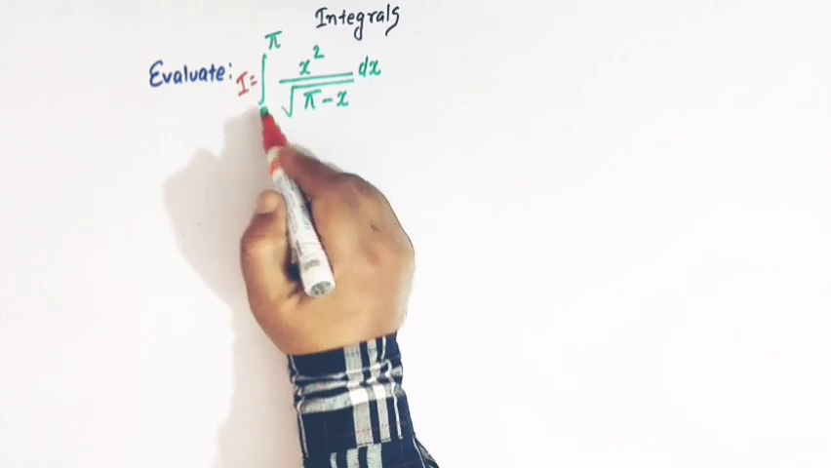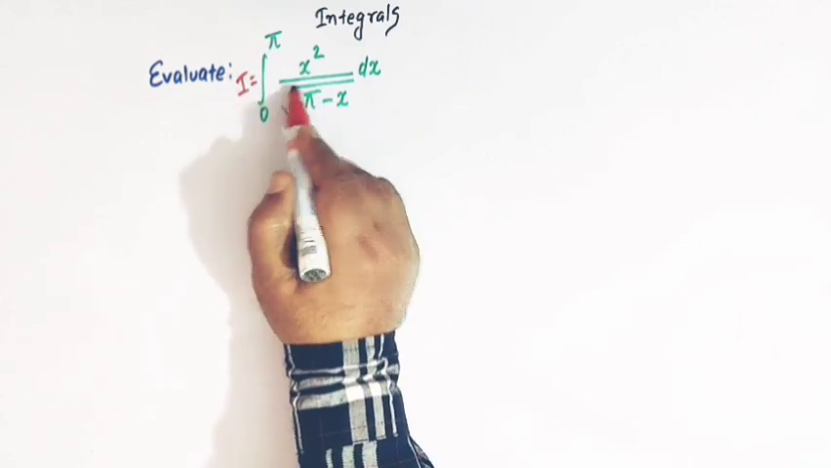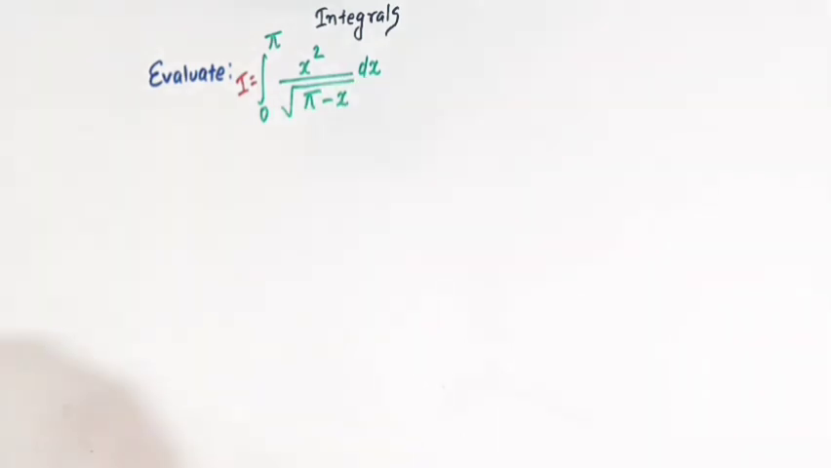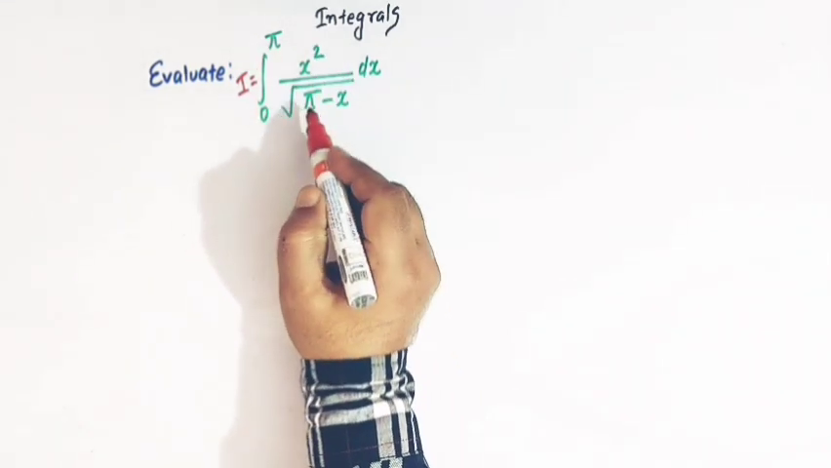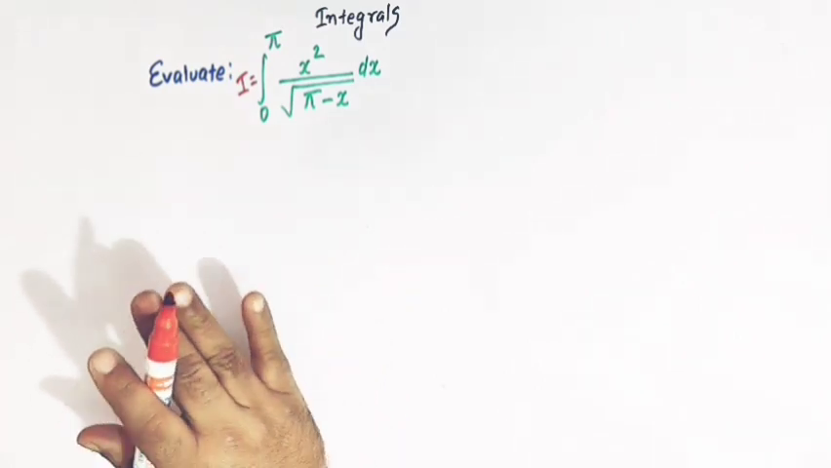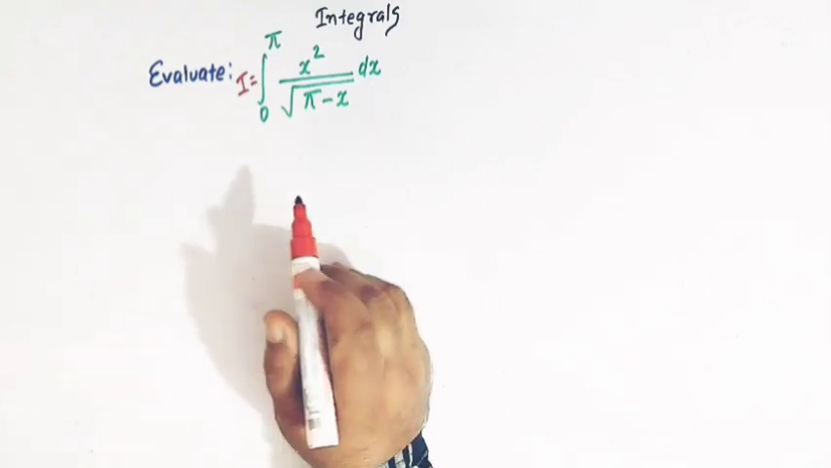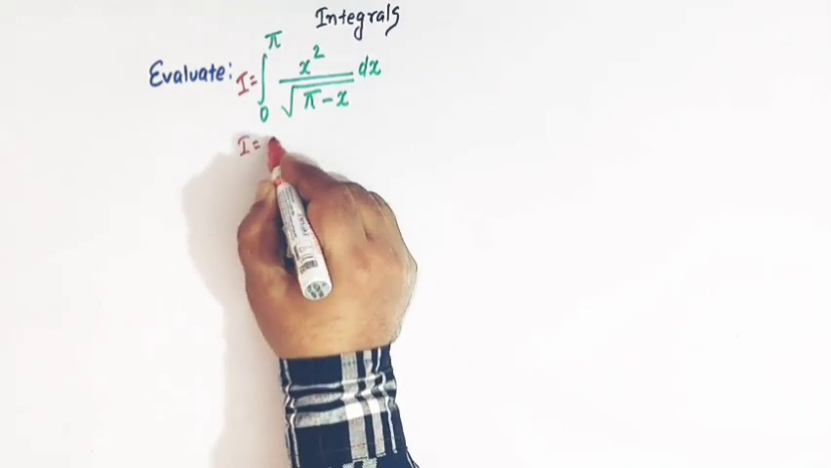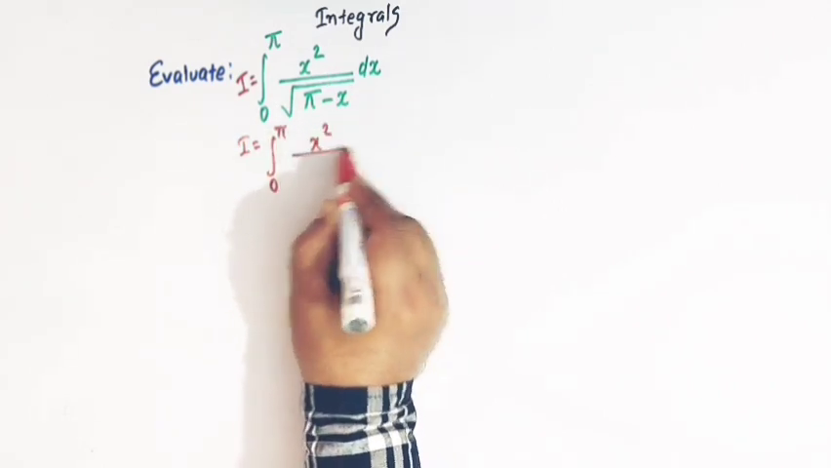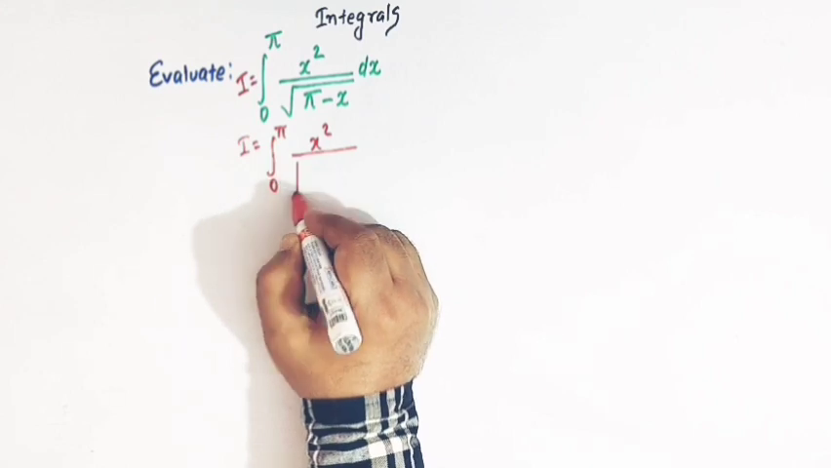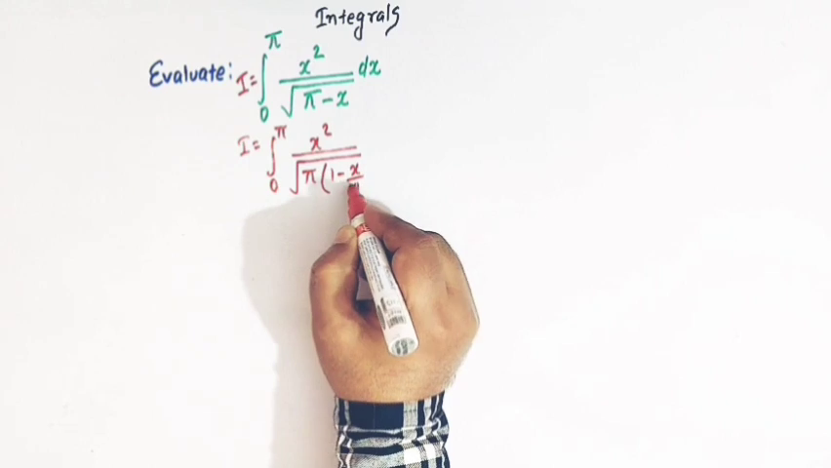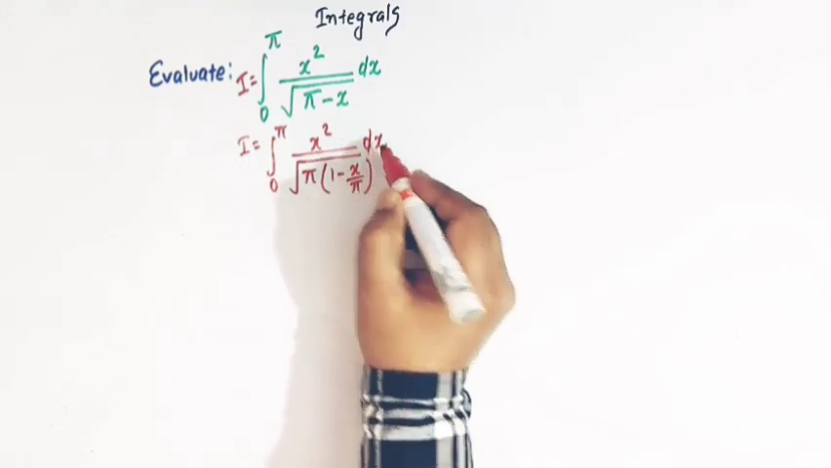So here we have the integral 0 to pi x square divided by square root of pi minus x dx, right? So here what we will do, we'll first make use of the method of substitution, right? So what we will do, let us first take in the denominator, we'll take pi as common, right? So we have pi 1 minus x over pi, right? So this is the first step.